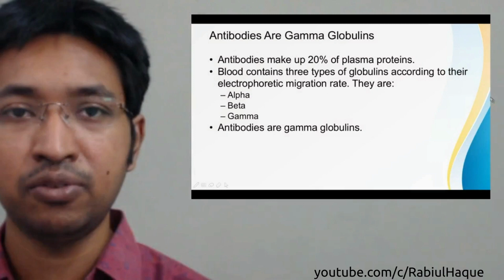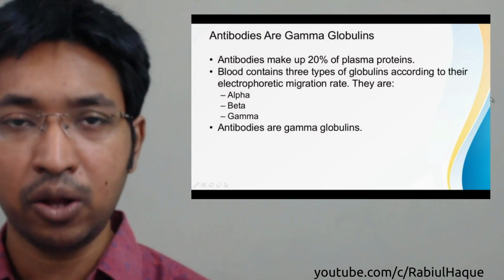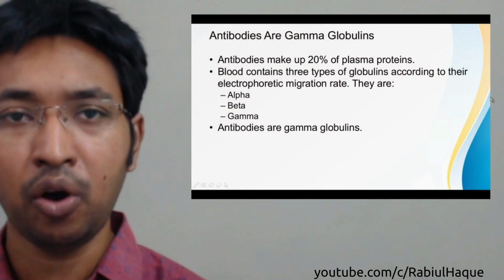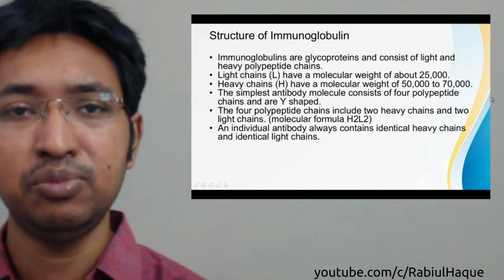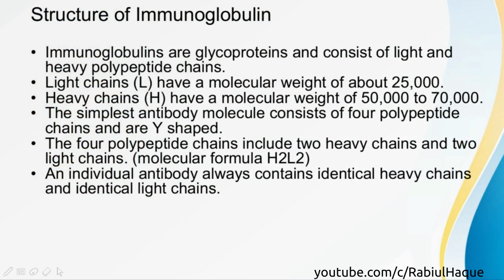So now that we have defined antibody and also talked about some introductory points, let's move on and talk about the structure of immunoglobulins. As we can see, antibodies or immunoglobulins are glycoproteins and they contain light and heavy polypeptide chains. Light chains have a molecular weight of about 25,000. Heavy chains have a molecular weight of 50,000 to 70,000.